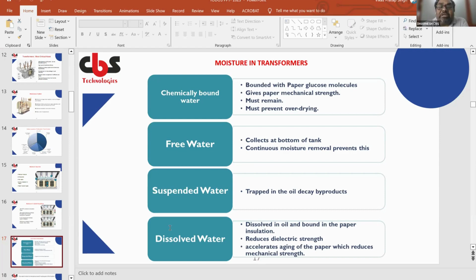Then there is free moisture. It collects at the bottom of the tank. The free water can be removed with continuous moisture removal systems. Then there is suspended water trapped in the oil decay byproducts. Then there is dissolved water, dissolved in oil and bound in paper insulation. It reduces the dielectric strength of the transformer. It accelerates the aging of paper, which reduces mechanical strength.